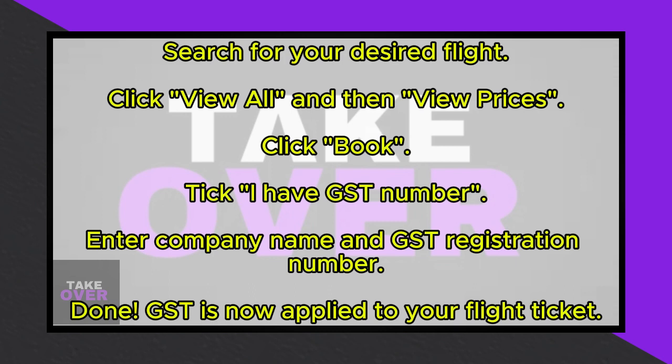Start by searching for the flight you wish to book. Once you've found it, click on View All and then View Prices. Proceed to book the flight by clicking on the respective button. Remember, this is just an example. Ensure you follow the process accurately for your bookings.